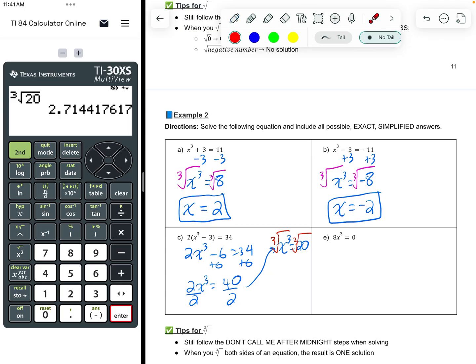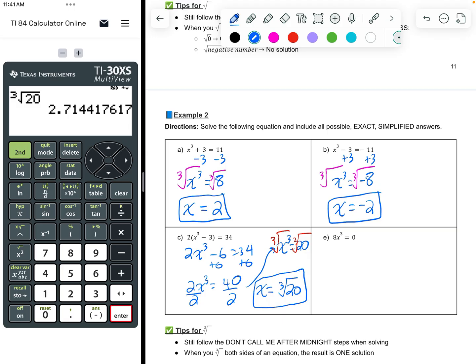Now in our directions, it says write as an exact simplified answer. Exact means we're not going to round the decimal, and we're not even going to write our answer as a decimal. We are going to leave this as the cube root of 20. That is what an exact answer is, because we're not rounding and writing it as a decimal. So we're just going to leave it as the cube root of 20.